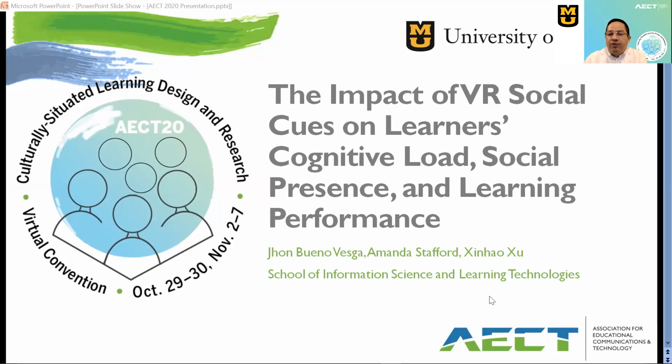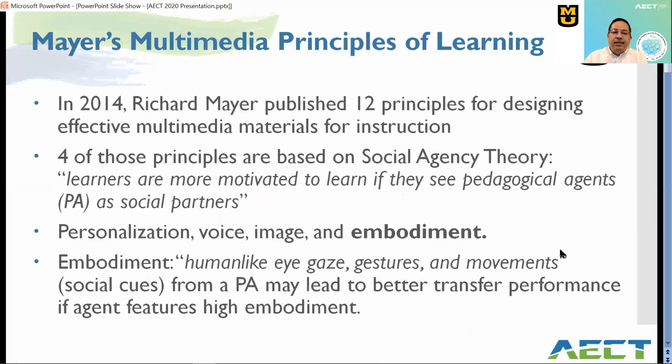Let me give you a little bit of background of this study. So in 2014, Richard Mayer published the 12 principles for designing effective multimedia materials for instruction. This has been almost a standard and a guide for instructional designers creating learning experiences using multimedia. Now, 4 of those principles are based on a very interesting theory, the social agency theory. This theory says that learners are more motivated to learn if they see pedagogical agents as social partners, meaning a learner will put more effort into trying to learn if they see the person conveying the knowledge is a partner in learning, a social partner in learning.